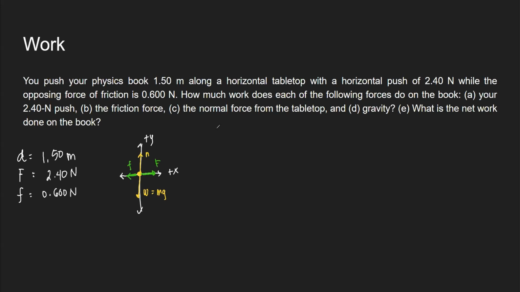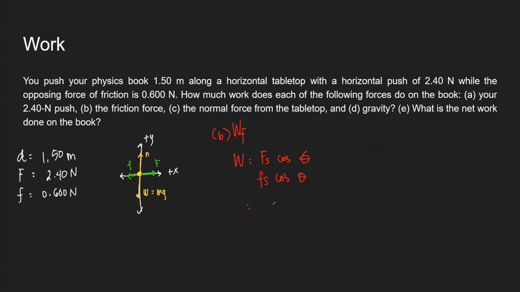It says here, letter B, the friction force. Looking for the work done by the friction force. According to our givens, recap: 1.5 displacement, external force is 2.4, and our friction force is just 0.6. A while ago, we identified that W is equal to Fs cosine theta. Everything will be the same, except that your F here would be small f, fs cosine theta.